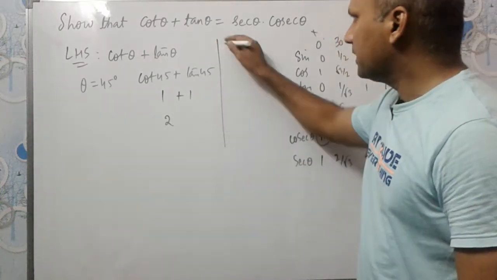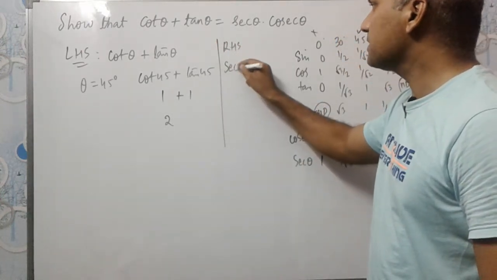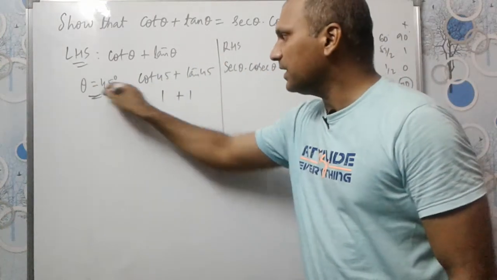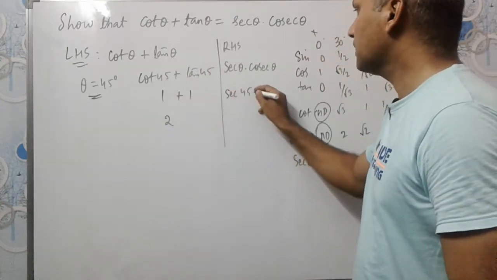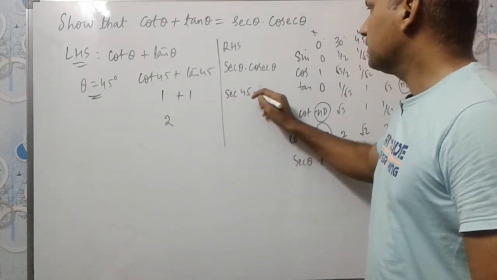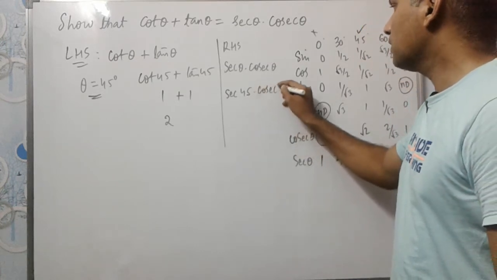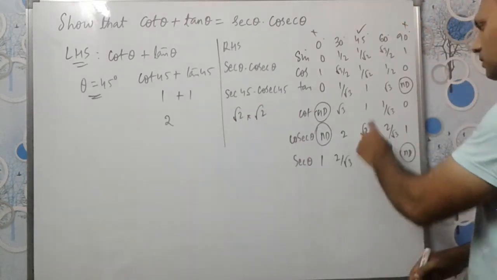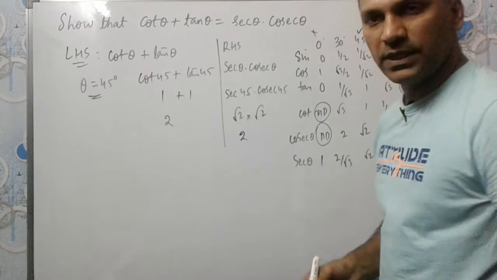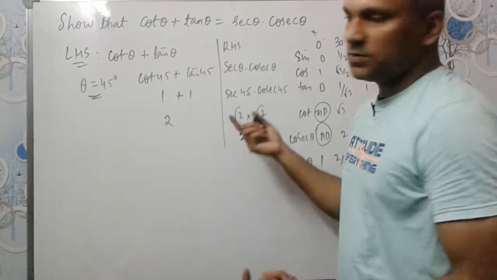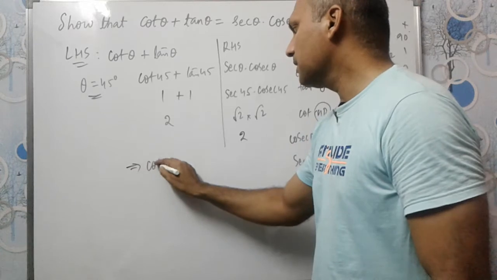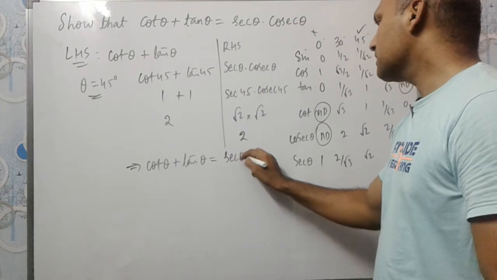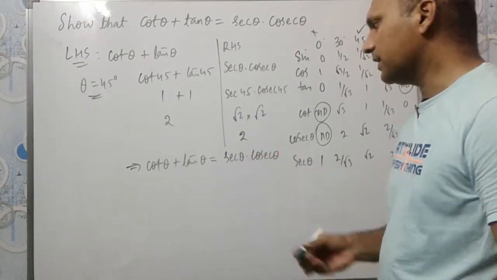Alright. Now what is RHS? RHS is secant multiplied by cosecant. We took theta equal to 45, so substitute theta equal to 45 here also: secant 45 degrees, cosecant 45 degrees. Secant 45 is root 2, cosecant 45 is also root 2. So root 2 multiplied by root 2 is equal to 2. So LHS and RHS are both equal, which implies cot theta plus tan theta is equal to secant theta multiplied by cosecant theta.